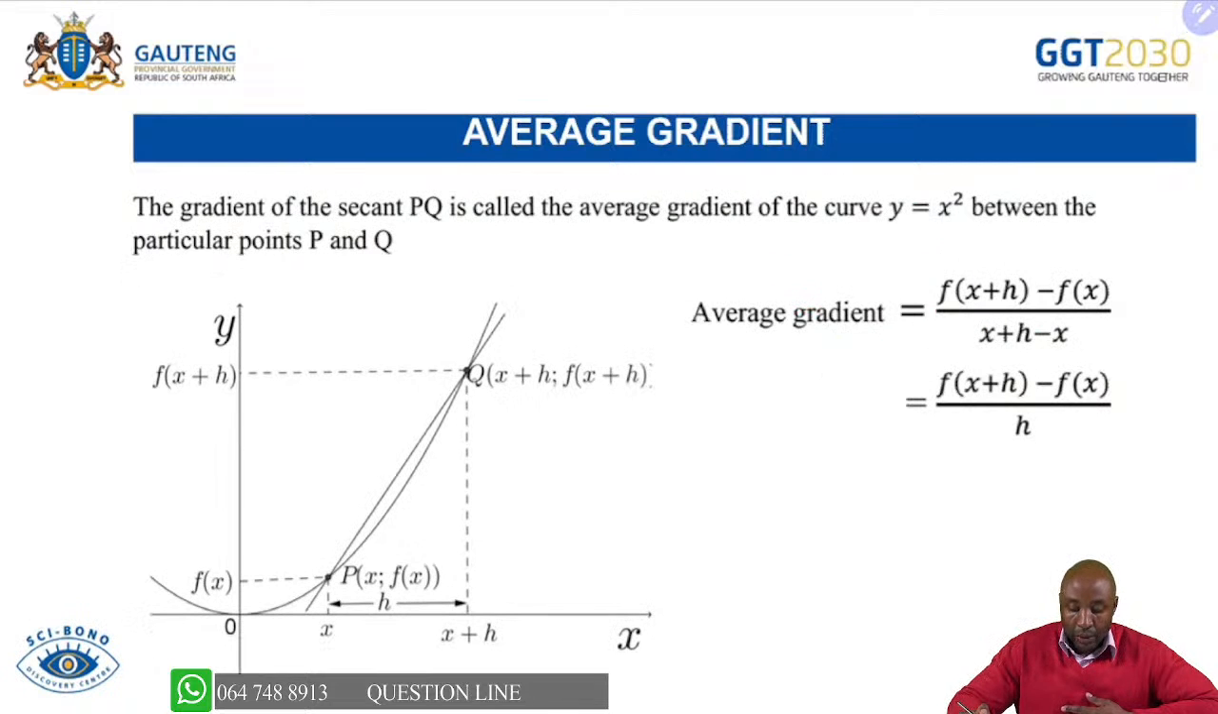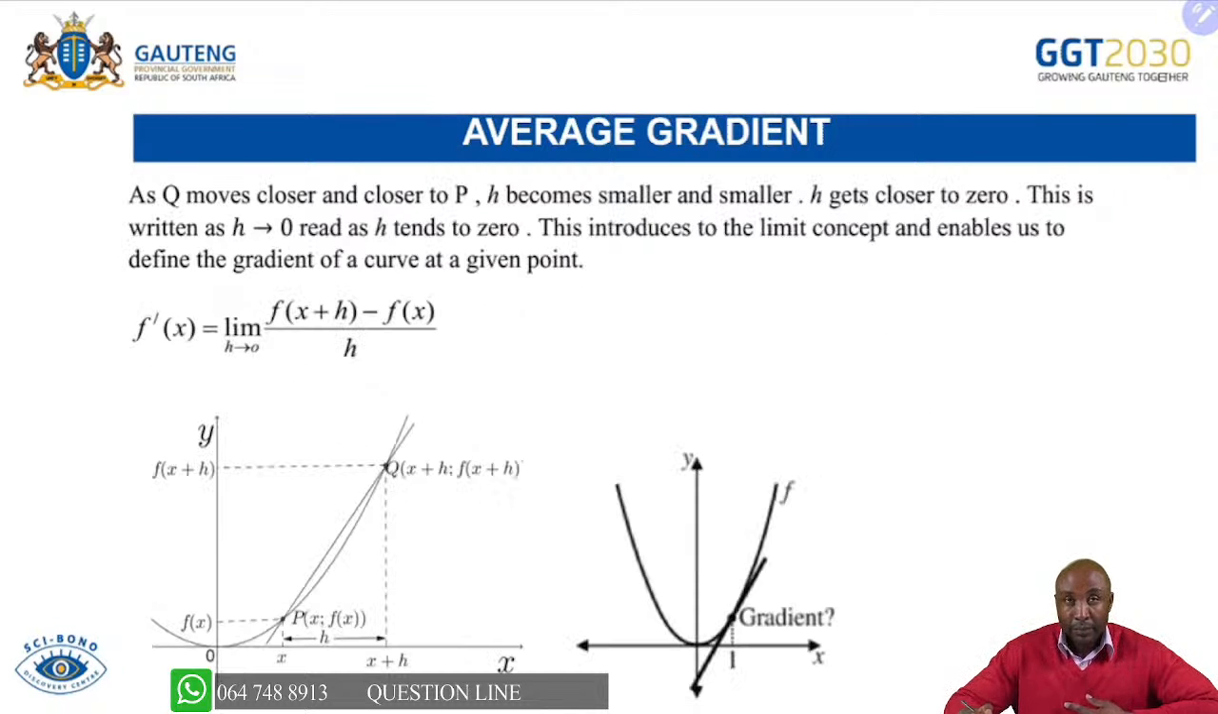Using that, we are able to find the average gradient between P and Q using our formula. In place of x2, we are going to substitute x plus h, and that becomes f of x plus h. And in place of x1, we substitute x, and we are able to get our average gradient formula as f of x plus h minus f of x divided by x plus h, which is our x2, minus our x1, which is x. And you will realize that on the denominator, the x values are going to give us 0 plus h, and our denominator becomes h there.